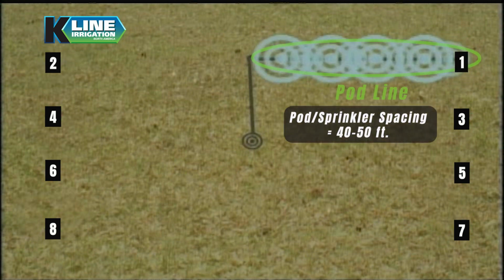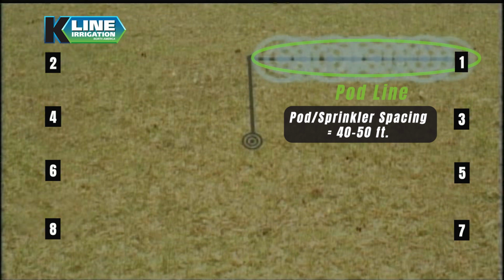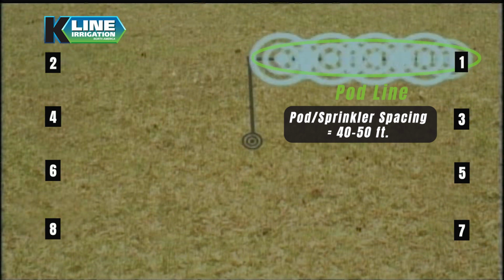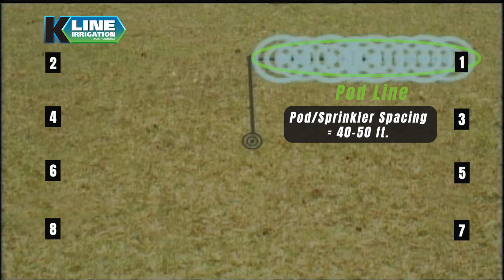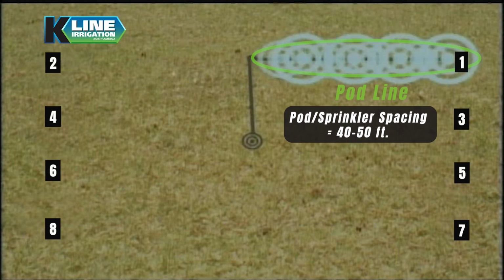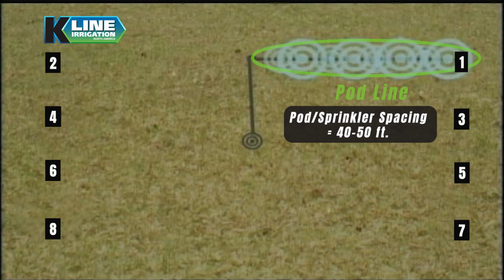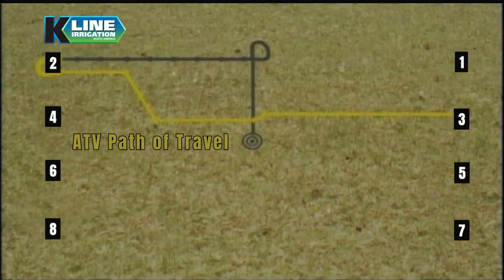Here we have the pod line. This is the main section of the K-line with attached K-pods and sprinklers. Spacing between pods and sprinklers is typically 40 to 50 feet, and the total length of the pod line is slightly less than 1/2 the zone length. The yellow line moving across the screen represents the approximate path an ATV would take with the K-line in tow to move the line to the following set.